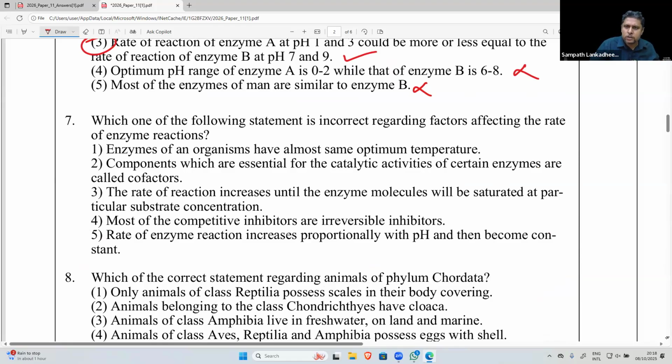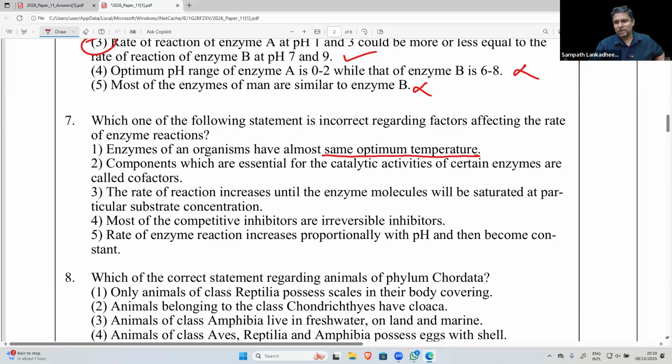Seventh question: which one of the following statements is incorrect regarding factors affecting the rate of enzyme reaction? Enzymes of an organism have almost the same optimum temperature. Of an organism, correct.